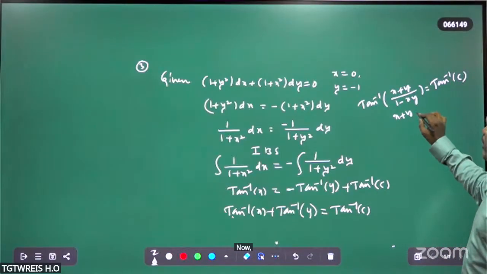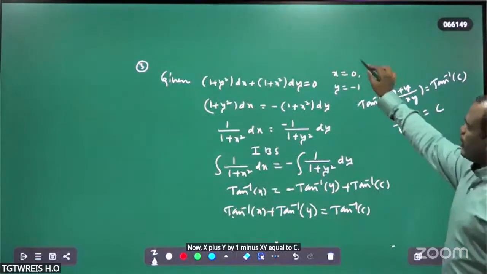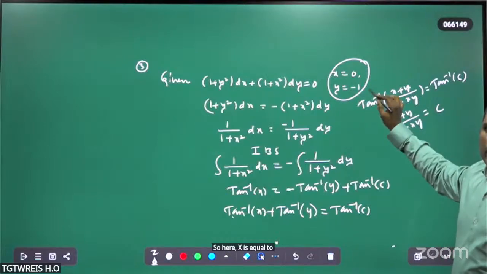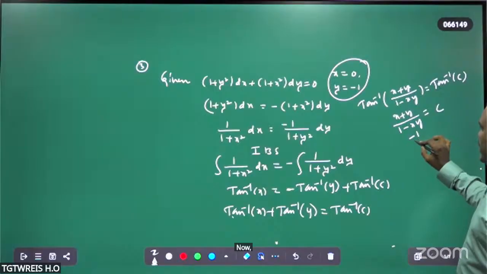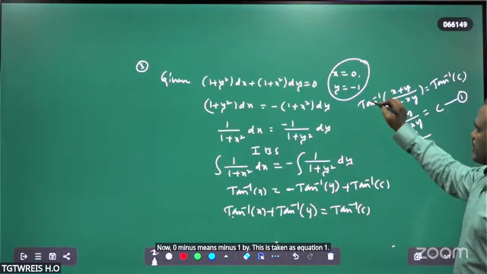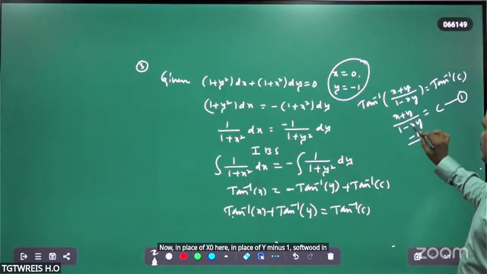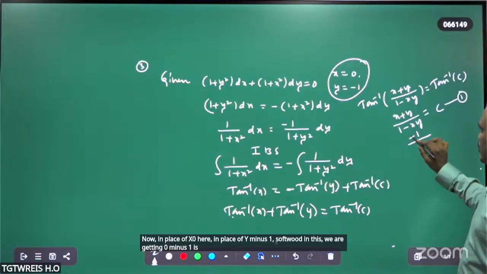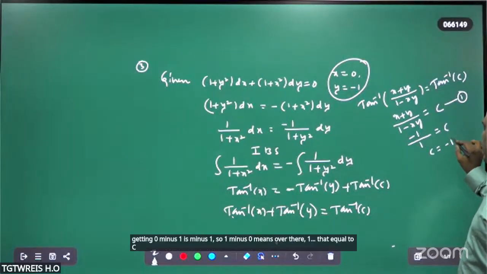Now (x plus y) by (1 minus xy) equal to C. Here x is equal to 0 and y equal to -1 is given. Substitute in this, taken as equation 1. In place of x put 0, in place of y put -1. We are getting 0 minus 1 is -1, and 1 minus 0 means 1, that equal to C. Now C equal to -1.